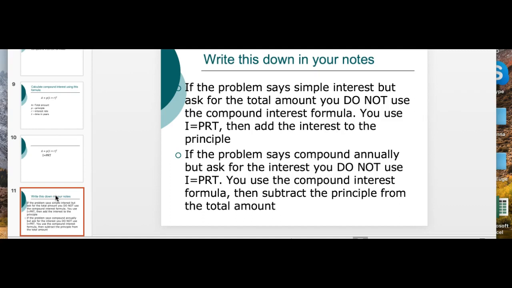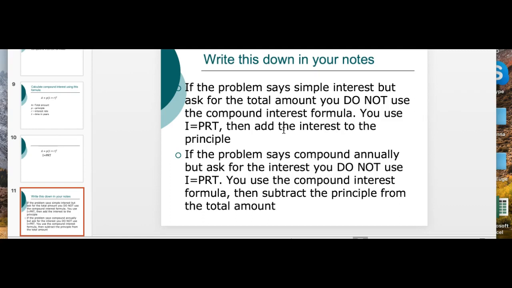If we determine that it says simple interest, anytime it says simple interest, I have to use I equals PRT. And then once I find the interest, I add the principal. This is basically what we did yesterday and the day prior. We used the simple interest formula to find the interest, and if we saw that it asked for the total amount, we then added the principal to the interest to get the total amount.